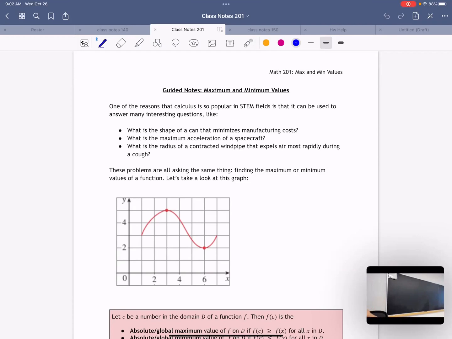New kind of section that we'll start on today. And let me minimize this. Okay. So in this section, we're going to talk about graphs of functions. I think we're actually starting a brand new chapter in the textbook.